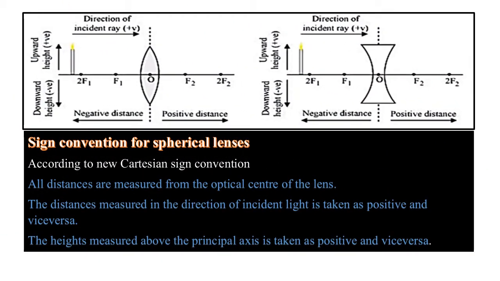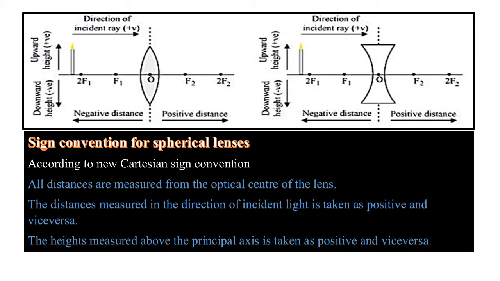Sign convention for spherical lenses. According to the new Cartesian sign convention, all the distances are measured from the optical center of the lens. That means the optical center is the origin from where we take the measurements. The distance measured in the direction of incident light is taken as positive, and the distance measured against the direction of incident light is taken as negative.